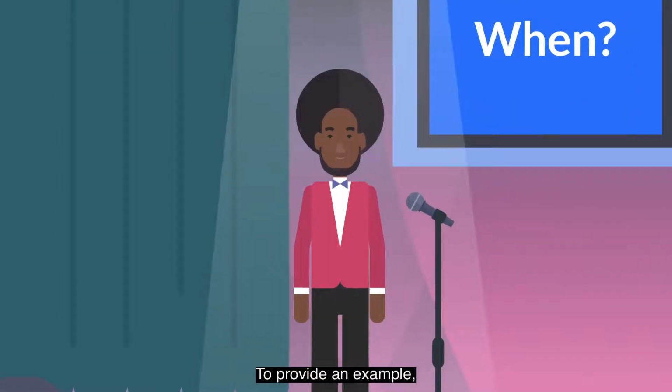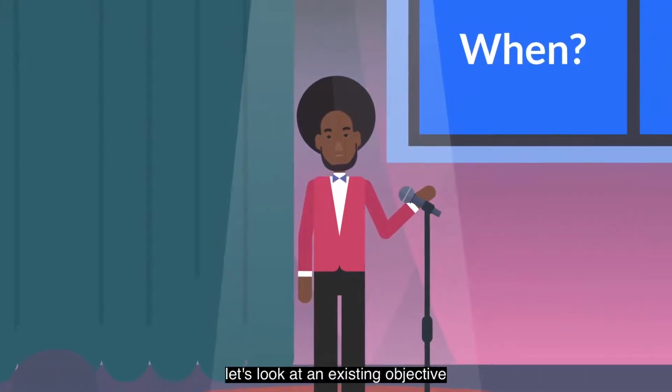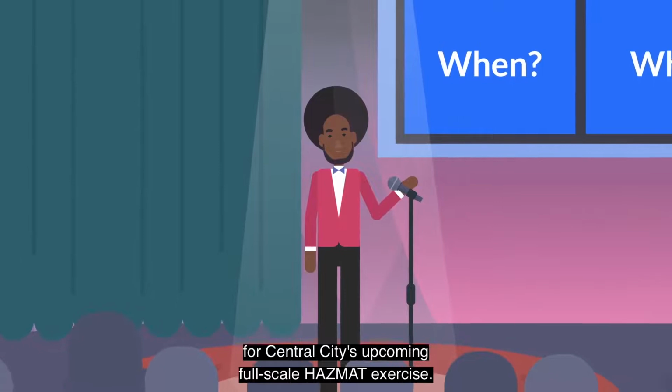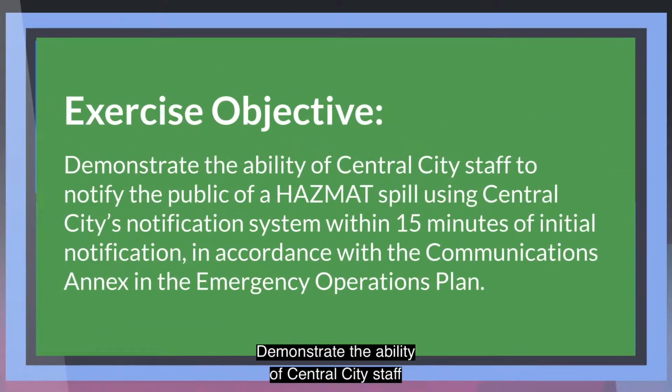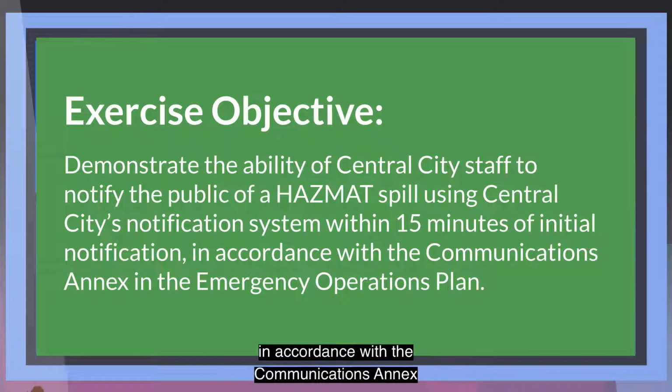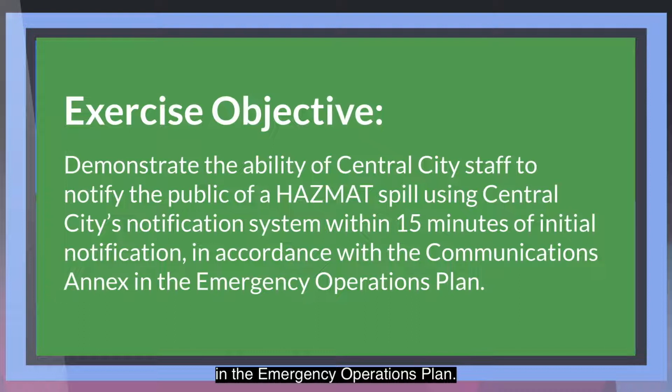To provide an example, let's look at an existing objective for Central City's upcoming full-scale hazmat exercise. Demonstrate the ability of Central City staff to notify the public of a hazmat spill using Central City's notification system within 15 minutes of initial notification, in accordance with the Communications Annex in the Emergency Operations Plan.